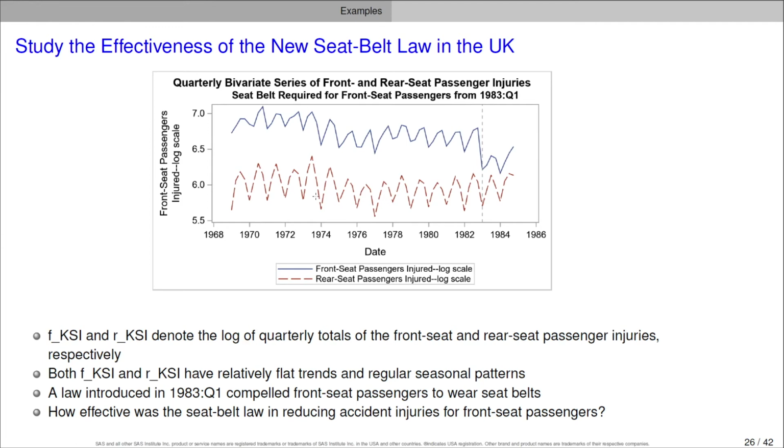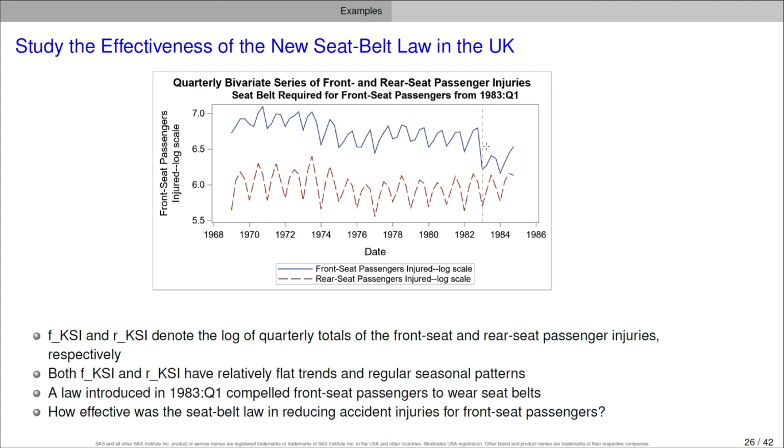These are the two time series. The response variables are FKSI, the blue line, and RKSI, the red line, and these represent the log of quarterly totals of the front seat and rear seat passenger injuries in the UK. The top line, the blue line, represents front seat passenger injuries, and the lower one represents the rear seat passenger injuries. And this vertical line on the plot signifies the introduction of a seatbelt law in the first quarter of 1983. By this law, front seat passengers were compelled to wear seat belts.